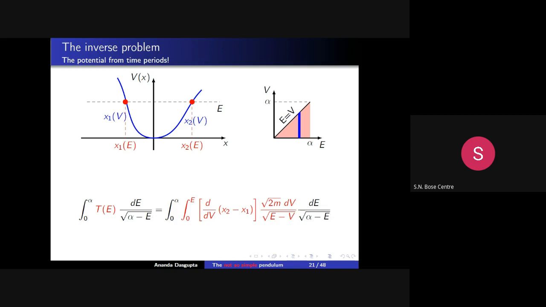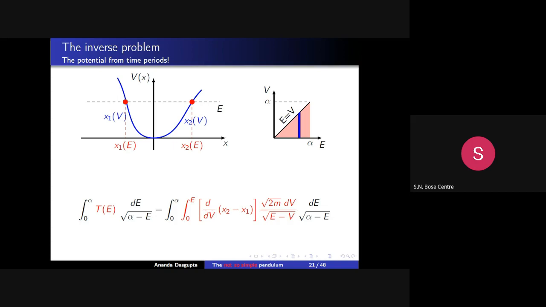And then, of course, you're integrating over E, which means you're moving this blue strip all the way from E equals 0 to E equals alpha, and you're tracing out an integral over this triangle. Now, the reason why we have to be careful about this particular region of integration is that what we are going to do next is, well, the obvious thing. We are going to do it in the other order.